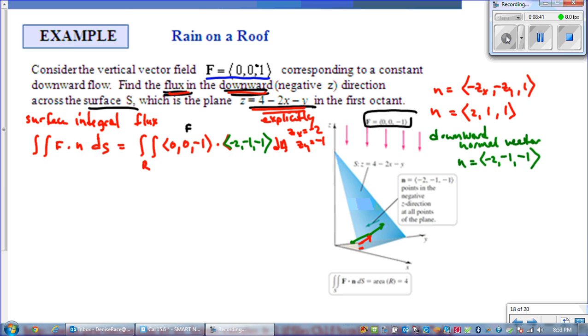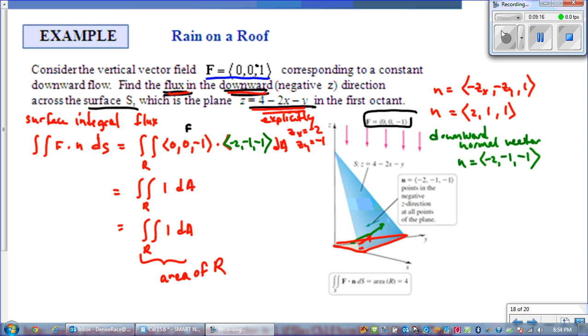Now the region here that we're integrating over in the xy plane is this triangular region. It's the shadow of that surface. So let's go ahead and see what this is going to come out to be before we start getting our limits of integration. The dot product here is 0 plus 0 plus 1, which since the integrand consists just of the number 1, remember that when you have just 1 in the integrand, this just gives us the area of the region. What does that region R look like? It's just going to be triangular.